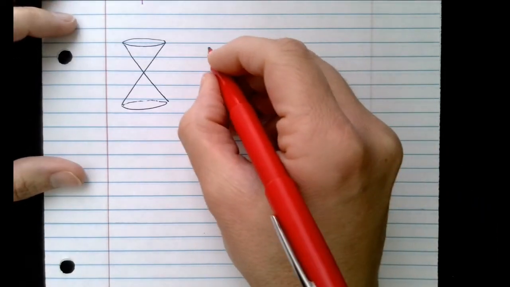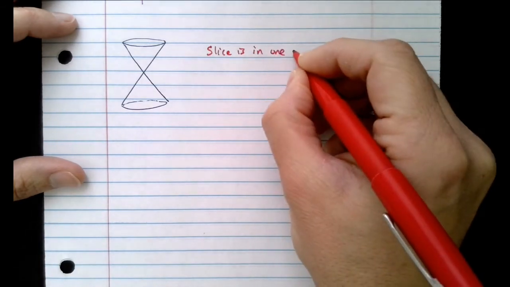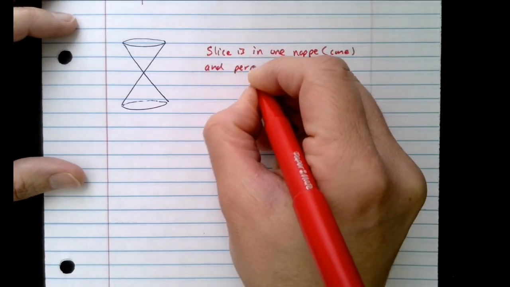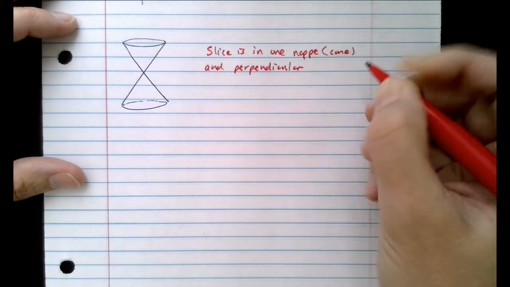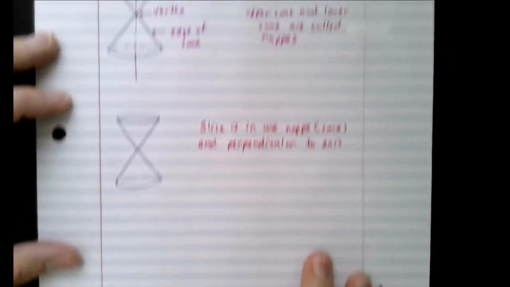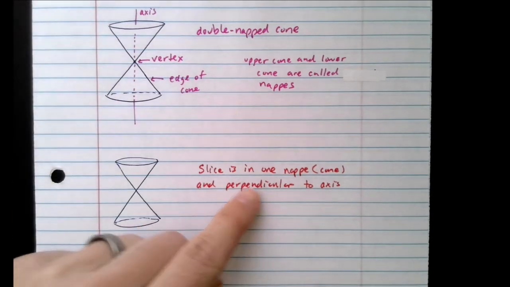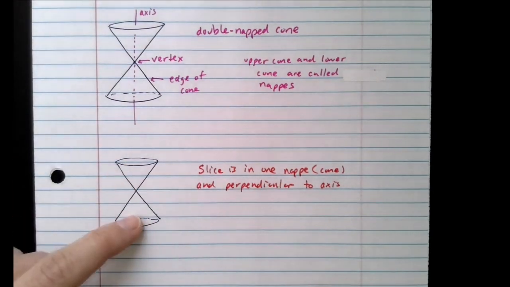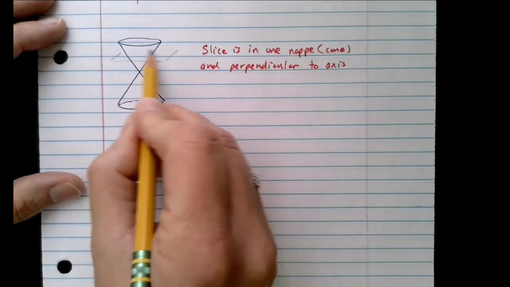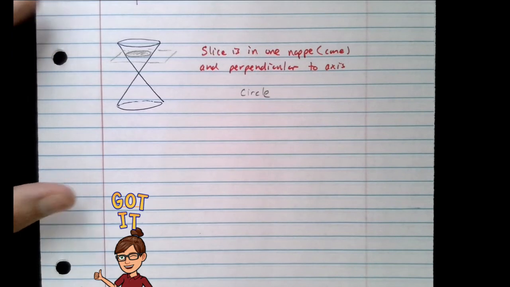The first situation is if the cross section is in one nap, or one cone, and is perpendicular to the axis. Remember, the axis is the line that goes through the double napped cone. So this first slice is going to go through one of the naps, so one of the cones, and is going to be perpendicular to that axis. Something we have studied: we've studied circles.